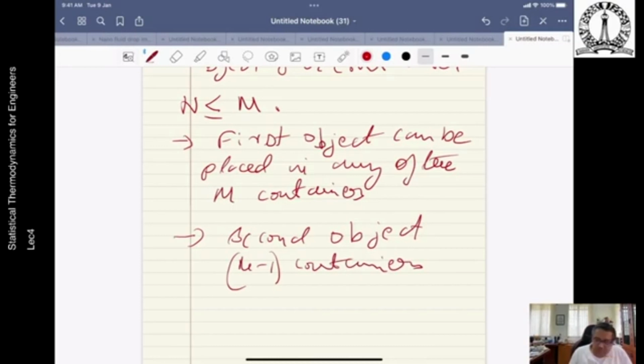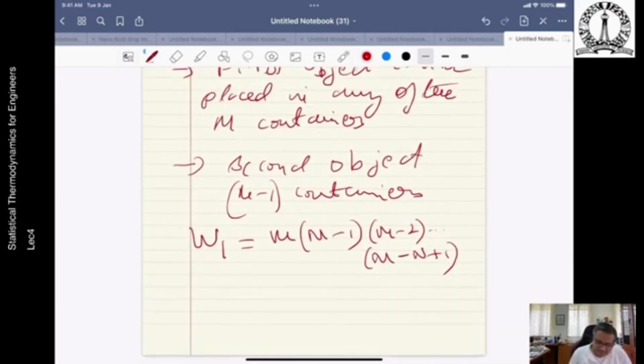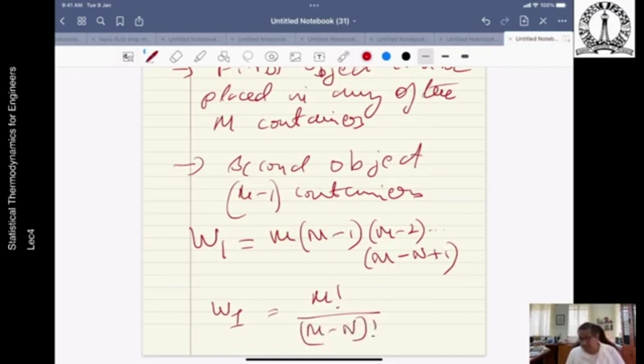So the total number of ways, if I write it as W1, becomes m into m minus 1 into m minus 2, and so on, up to m minus n plus 1. That is the limit. In other words, W1 becomes m factorial divided by m minus n factorial. So this is the first query. I think we understood it very clearly: when there are n such objects and m containers, the number of ways in which they can be placed is given by this.